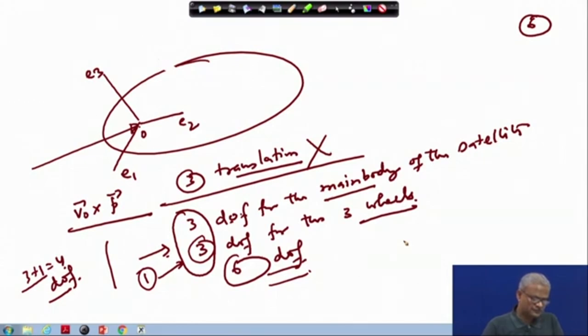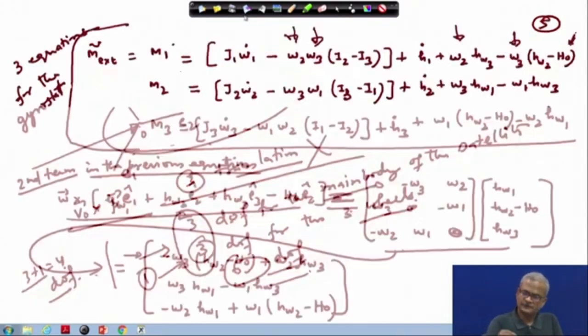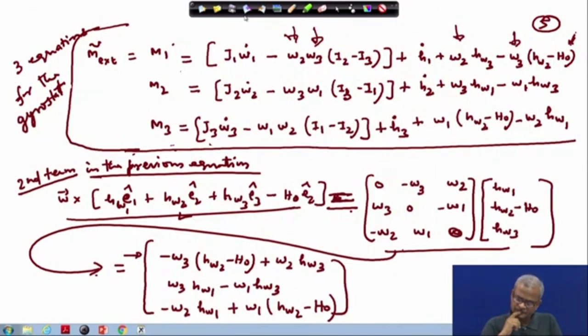So, we have completed the equations of motion, and next we can discuss linearization. That we will do in the next lecture. So, we will continue in the next lecture. Thank you very much.